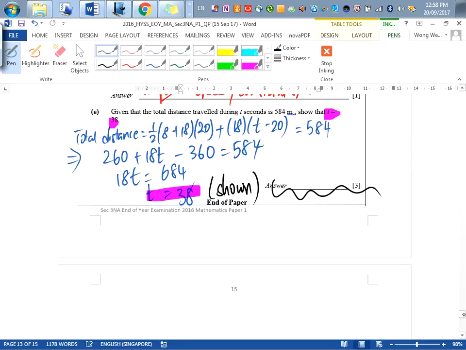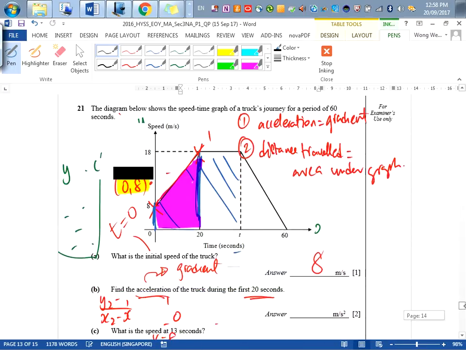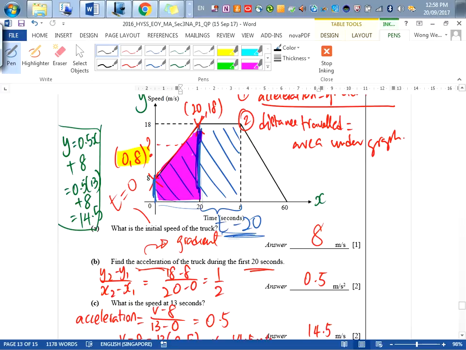What is your other method? What's your other method? Wait, 20 times? Then? Basically, you are trying to find the area of the trapezium by breaking this into a triangle and a rectangle. Yes, it is the same thing. Alright, any more questions? Otherwise, that's all for this paper.